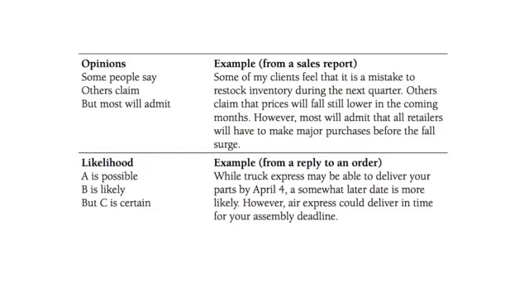You can also use likelihood. A is possible, B is likely, but C is certain. So you basically want to sell C, but you also explain A and B, but you still want to sell C, something like that.